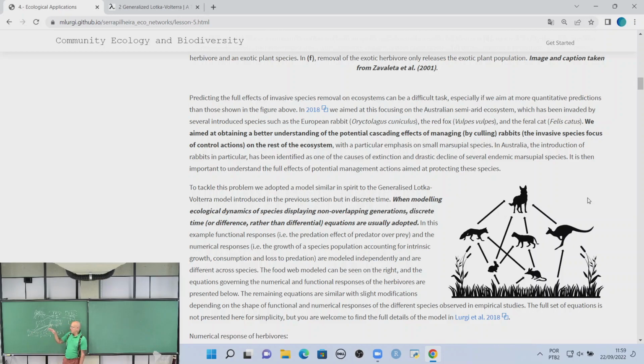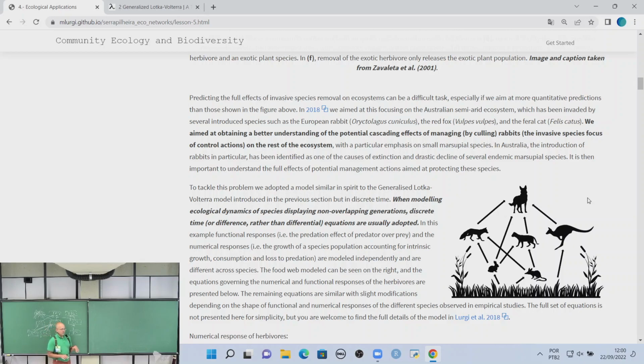The other difference you are going to find with the models we have been seeing over the last few days is that here we took a different kind of modeling approach. Instead of continuous-time equations, differential equations, we use difference equations. So we consider time as discrete events, mainly because the species here reproduce at specific times during the year. And usually when you are modeling non-overlapping populations, you use these kinds of frameworks instead of more continuous approaches.